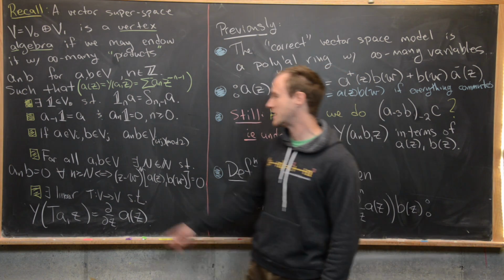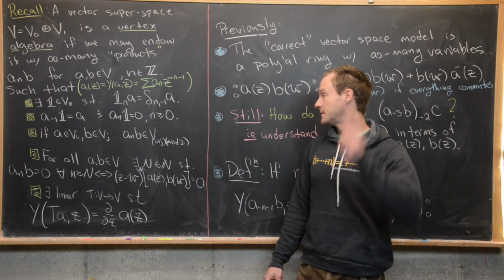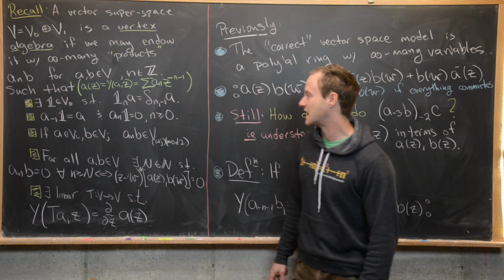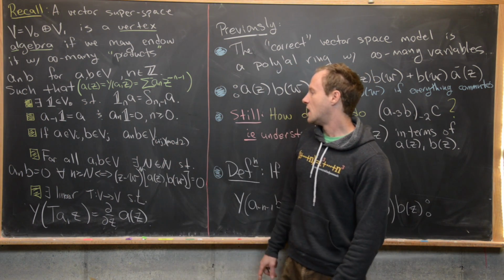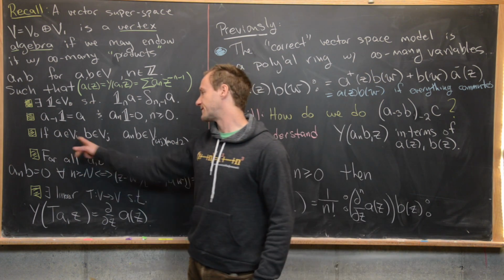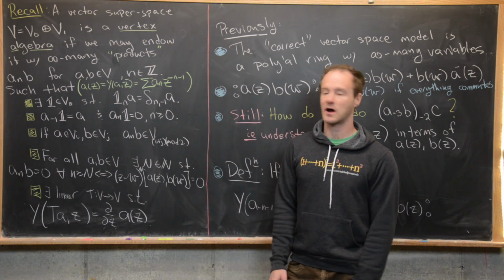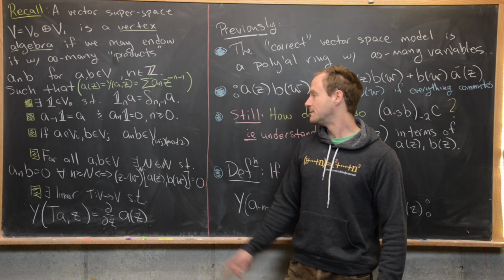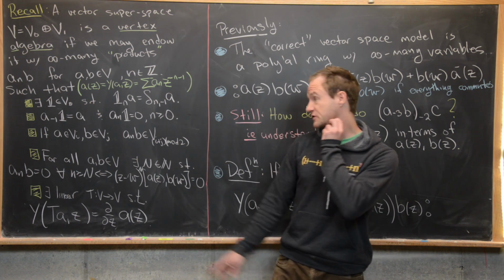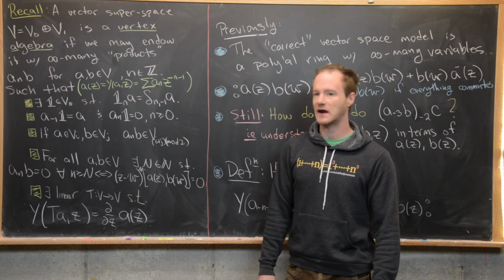And then next we have that if a is in V_i and b is in V_j, then a sub n b is in V_(i+j mod 2). So in other words, if they're both in V0, then this product, and any of these products for any integer n, is going to be in V sub 0. So if you start off with two even elements, you take any of their products, you get an even element.